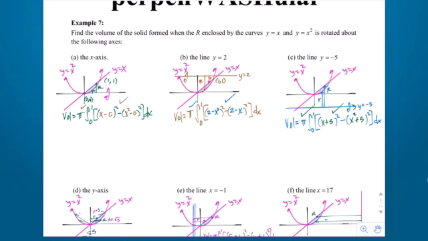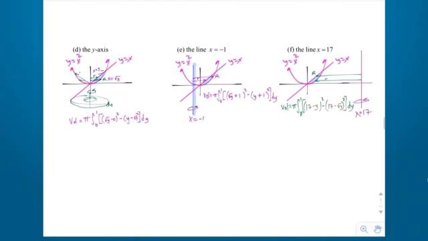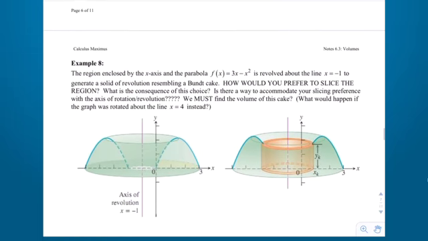Any questions then on the disc or washer method? Is there another method? Probably so. Yeah, there actually is.